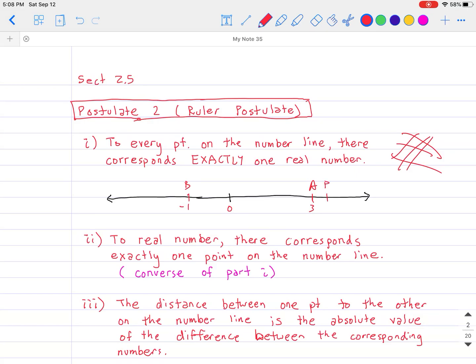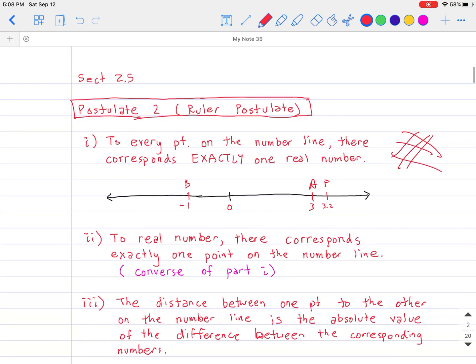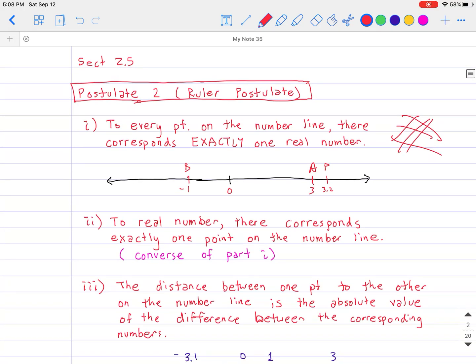Now, does it have to be a whole number? The answer is no, because I could pick a point that is closer by or a little bit further away, and it could be, say, 3.2 or whatever. But nonetheless, you should always be able to assign a numerical value to any point on the number line. So the second part of this postulate number 2 says that to any real number there corresponds exactly 1 point on the number line.